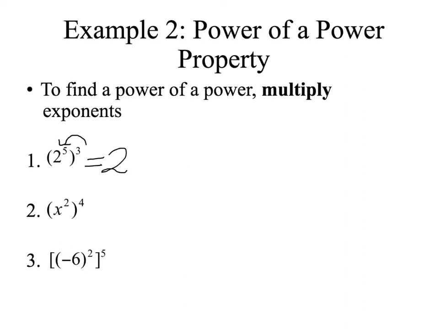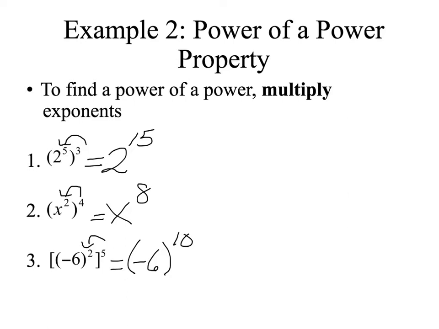So this first problem is going to become 2 to the 15th. 3 times 5 is 2 to the 15th. Number 2, the 4 outside gets multiplied to the exponent of 2 inside, giving me x to the 8th. Now number 3, I wanted you to see that this works the same whether I use brackets or parentheses. The 5 that is outside is going to multiply times the 2 that is inside, and I get negative 6 to the 10th power. Typically, if I'm working with a negative base, I like to write that negative in parentheses. You don't have to, it's just something that I like to do.